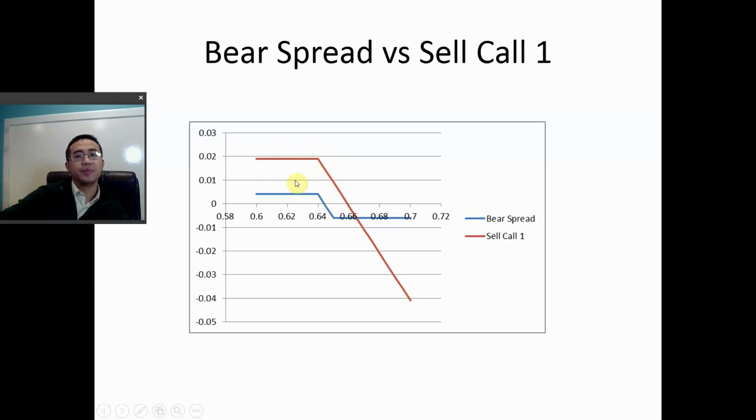Okay, so here's a combination of a bear spread and selling a call option. So you can see on the upside, the profit from selling one call option is higher, but the loss for selling that call option is pretty bad. All right, but for the bear spread, it is quite limited.